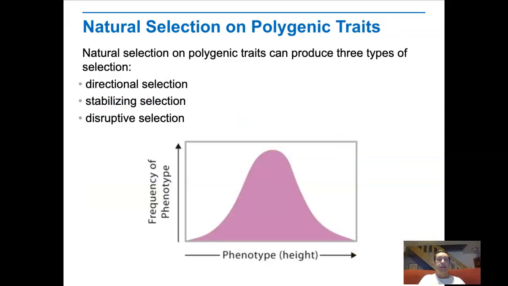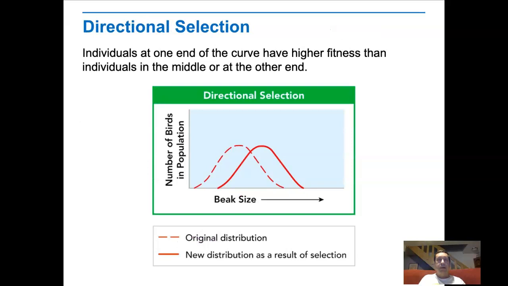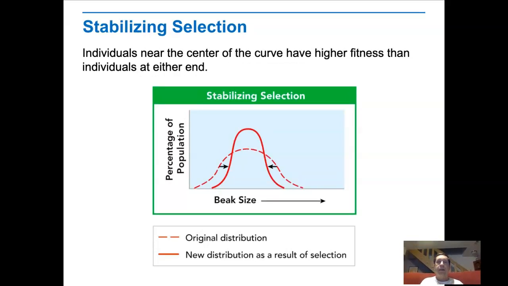In polygenic traits, you got three types of selection: directional, stabilizing, and disruptive selection. So directional selection is when individuals at one end of the curve, either the high end or the low end of the curve, have higher fitness than individuals at the middle or the other end, so it shifts the distribution one way or the other. You can see that on our graph. Stabilizing selection, the average individuals, the ones near the center of the curve, have higher fitness than the individuals at either end, so the population distribution becomes more narrow, and you can see that on the graph as well.